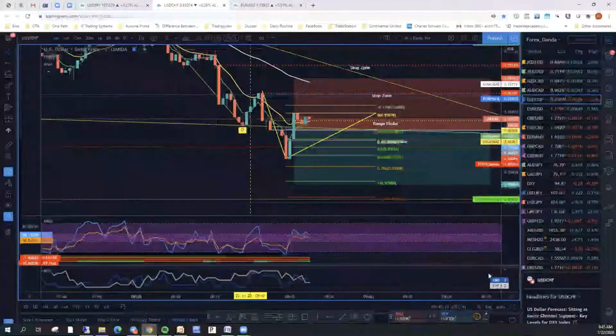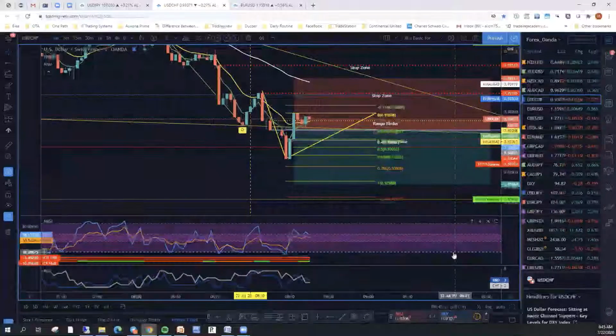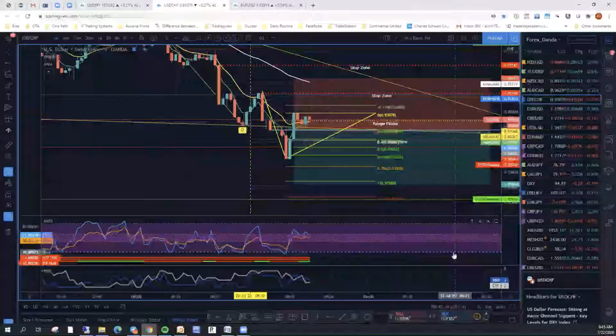And so right now I'm looking for a flip over here. The Swiss is stronger on the other 2 time frames. It could be a little pullback. We'll see what happens.